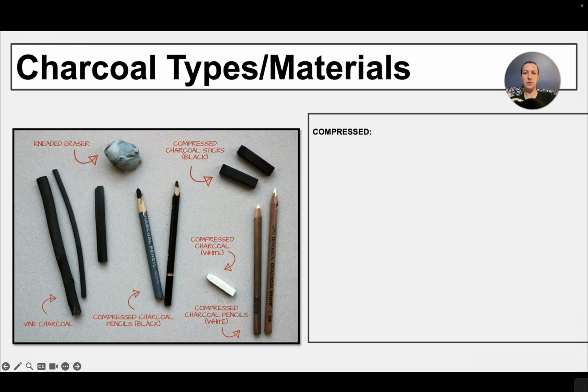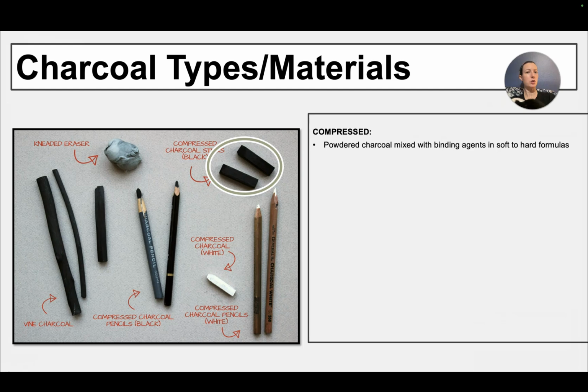So our types are compressed. Compressed are those really hard sticks. They're charcoal mixed with binding agents, and they give a hard, really dark value. They're good for detail and really deep shades of black. If you've ever used pastels before, it's kind of like that, but even more concentrated.